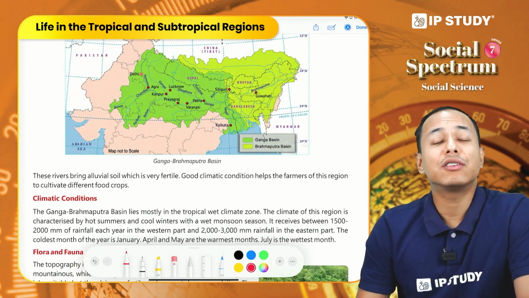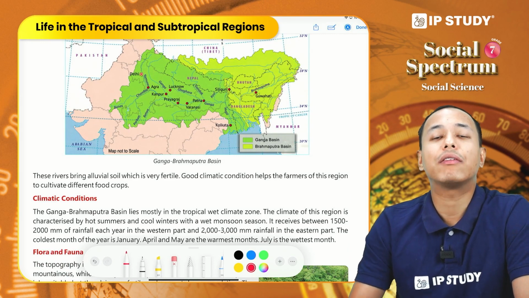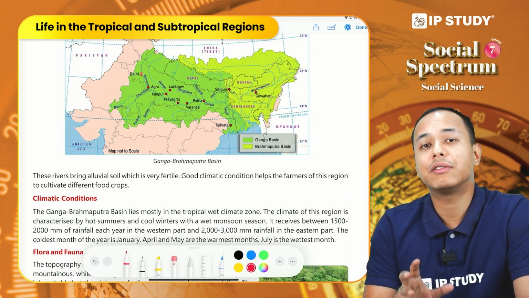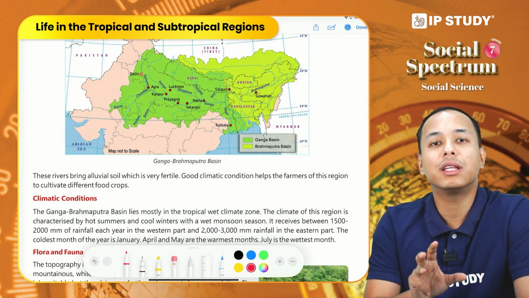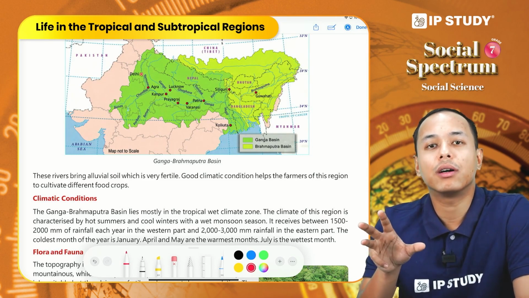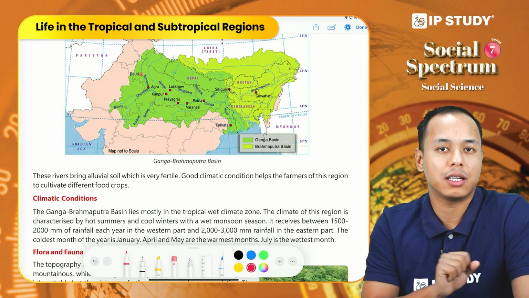This basin is very rich because of the presence of alluvial soil brought down by the different tributaries and even by the two main rivers. So it is very rich and the population here is very dense because of the presence of rich soil, and this rich soil facilitates agriculture.